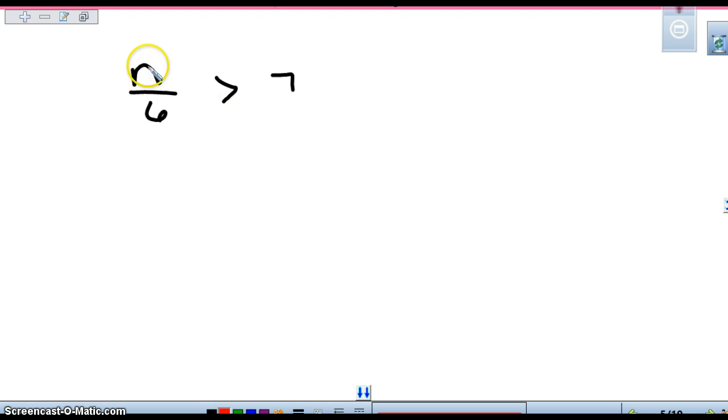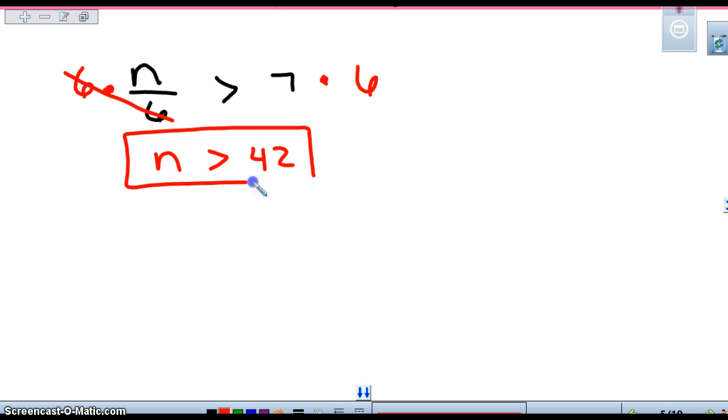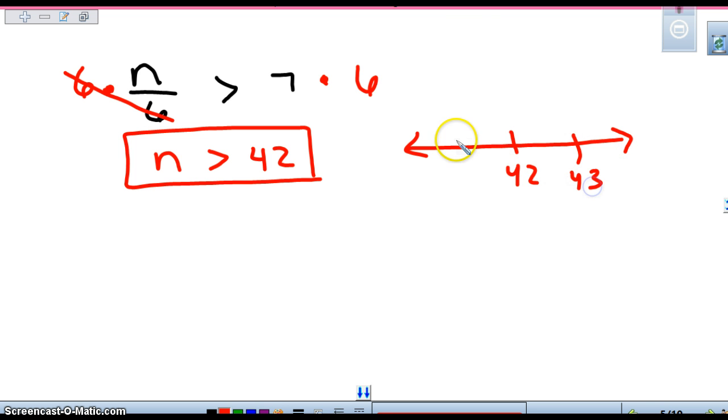If we need to solve n divided by 6 is greater than 7, what is the inverse operation? Multiplication. So we have to multiply by 6. What you do to one side, you do to the other. So n is greater than 42. And we can graph this. 42. Open circle, and n is all the numbers greater than 42.